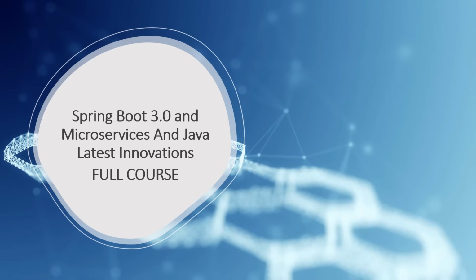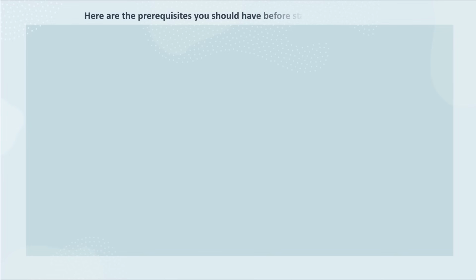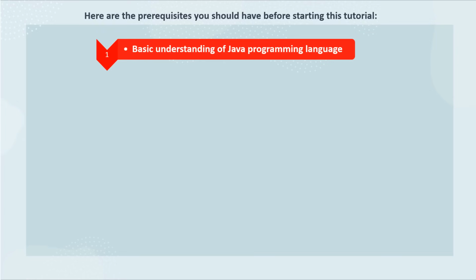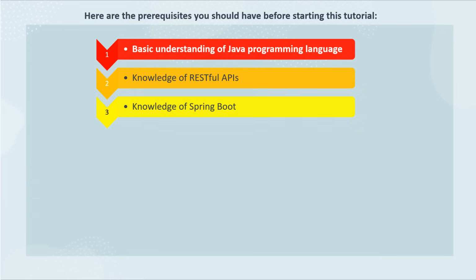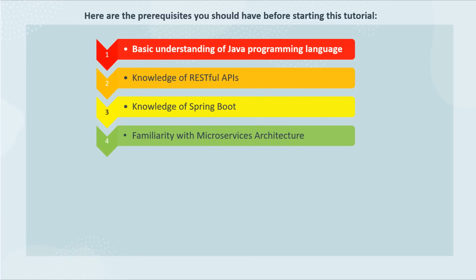In this video, you will learn how to develop microservices using Spring Boot application. Here are the prerequisites you should have before starting this tutorial. Basic understanding of Java programming language. Understanding the concept of RESTful architecture and how to design and consume RESTful APIs. You should have basic understanding of Spring Boot, including concepts such as dependency injection, annotation, and RESTful web services.